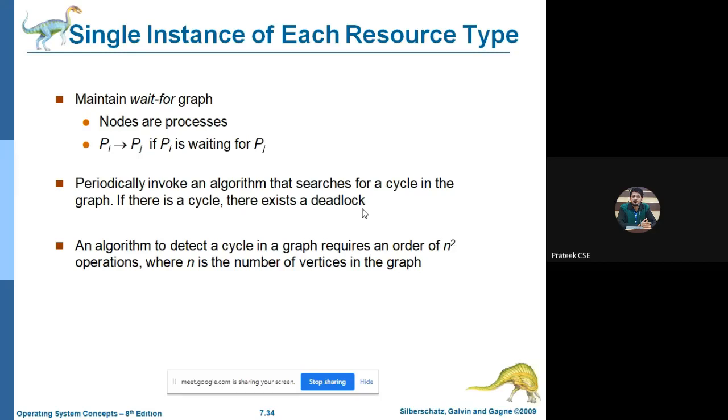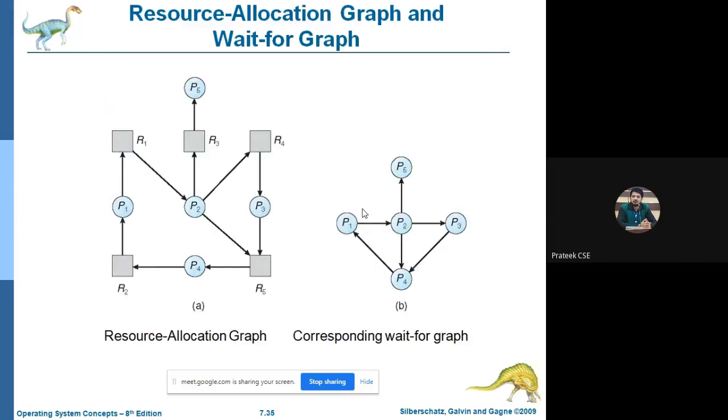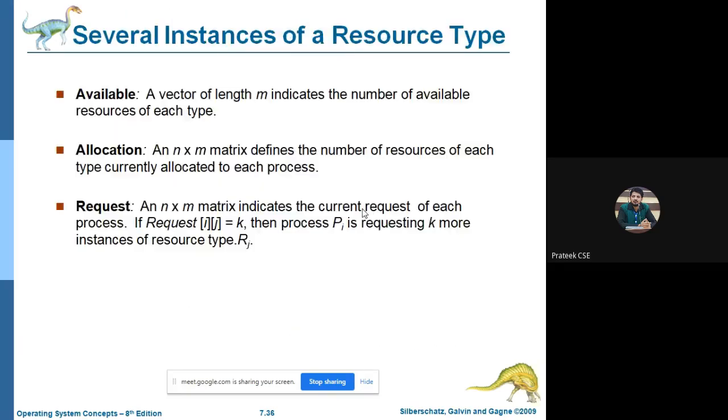So this is the concept of complexity. You might be studying the data structures and algorithms analysis subject, and you might know how to compute the complexity and how to calculate the things. So this is all about deadlock detection, where we have all the resources with only single instance, and this is how we can draw the wait for graph from the corresponding resource allocation graph.